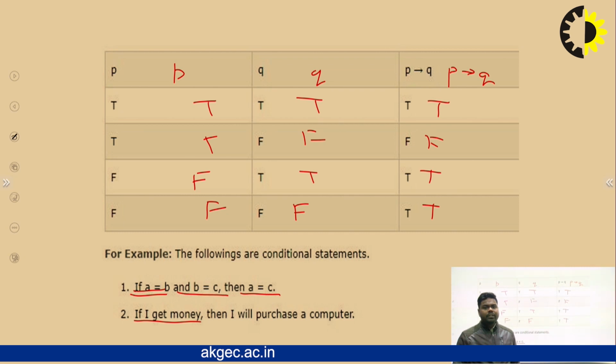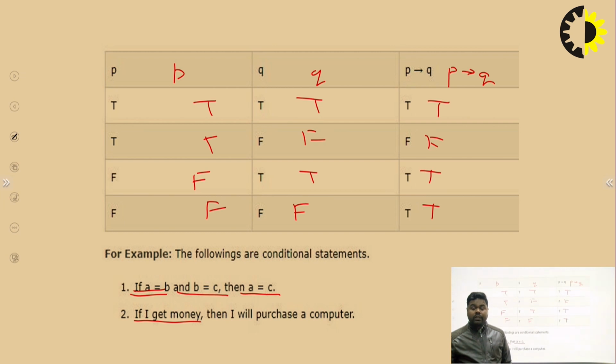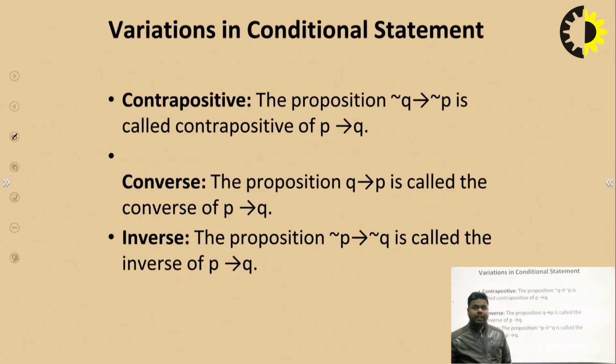Conditional statement and biconditional statement. What is the difference between the conditional statement and the biconditional statement? The conditional statement says that if any one is true, we can go to the next statement. In the biconditional statement, both statements should be the same, then it will be true. Otherwise, it will be a false statement. So we are saying that this is the conditional and biconditional statement.